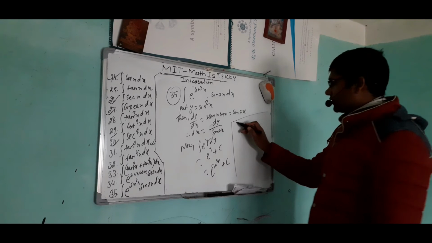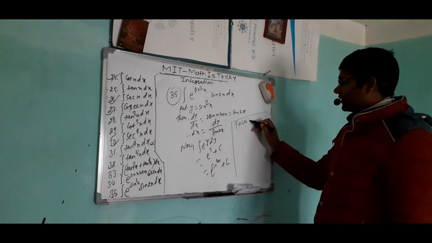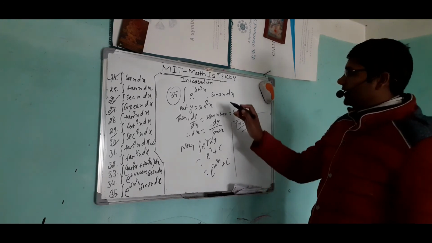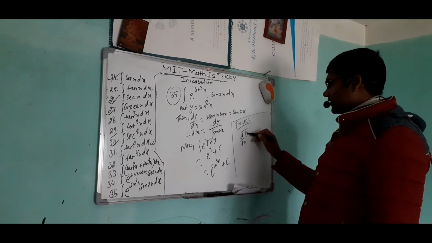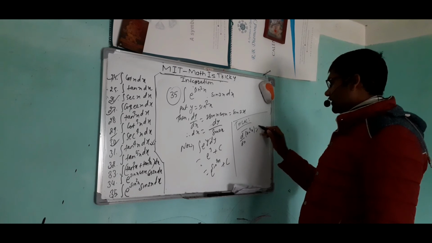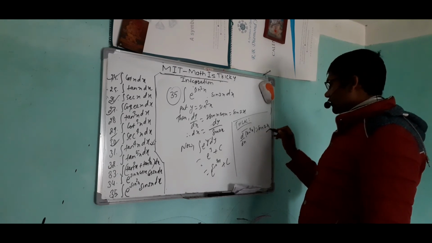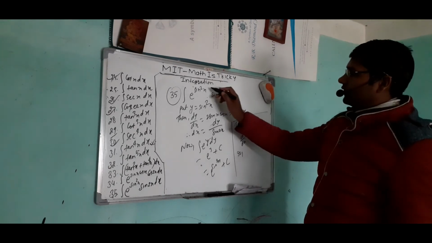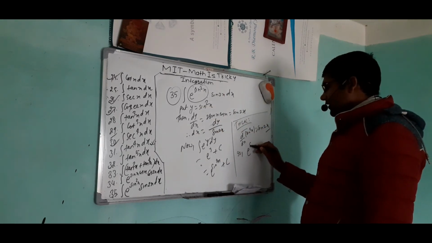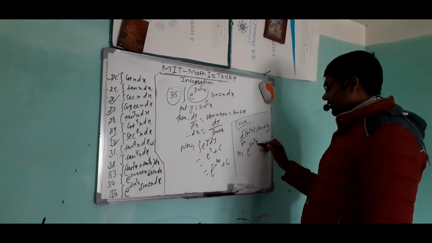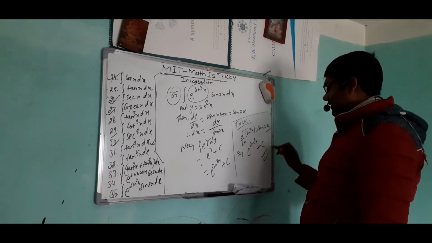By the trick also you can directly write the answer. See here, d by dx of sin squared x is simply sin 2x. So you can directly use the formula for the exponential function. Integration of the exponential function is e^x. So e^(sin squared x) plus c will be the answer.